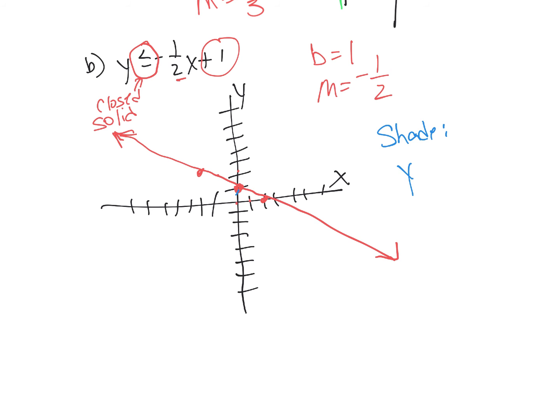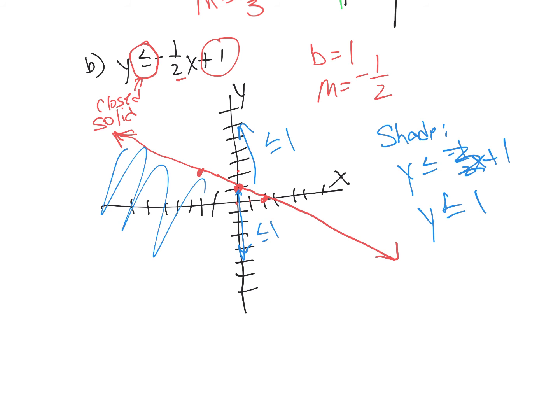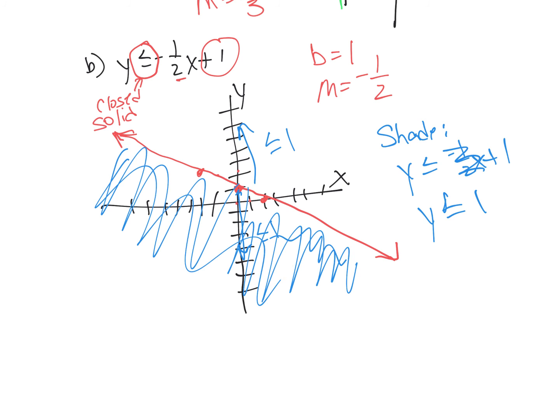We have y is less than or equal to negative 1/2 x plus 1. We're going to disregard the slope. So y is less than or equal to 1. So are the y values below it less than or equal to 1? Or are the y values above it less than or equal to 1? Hopefully you said below, right? Below. So we're going to shade all of this. Not this part right here though, right? So all of this.